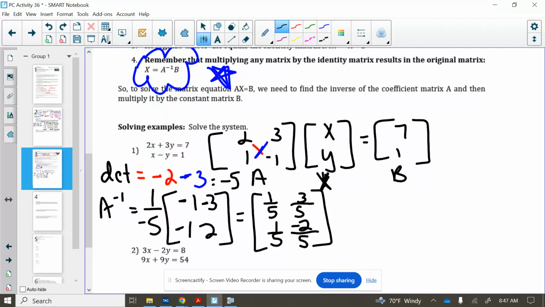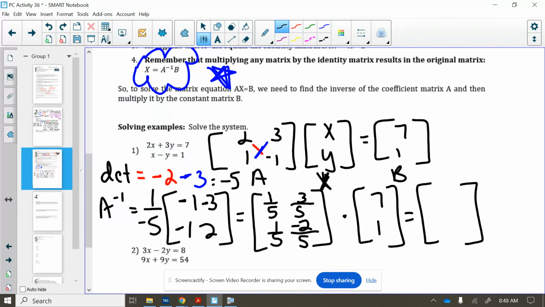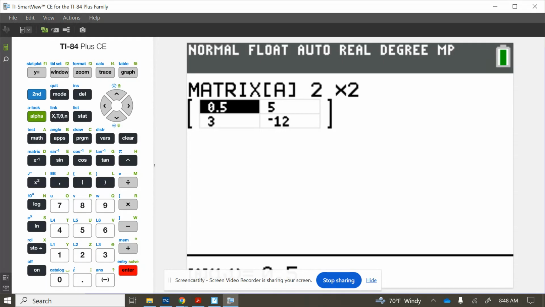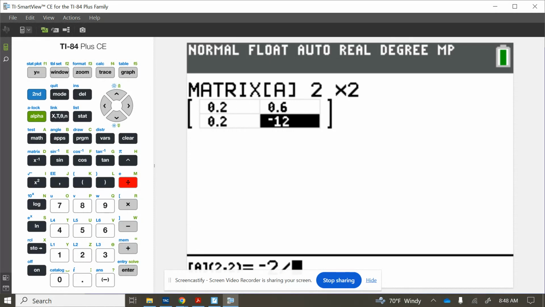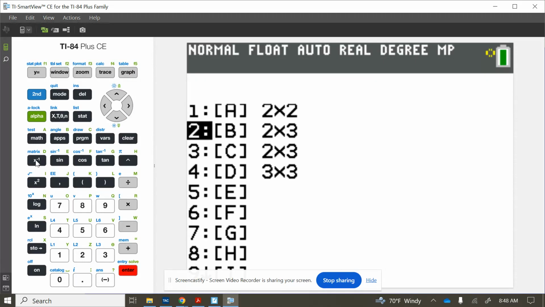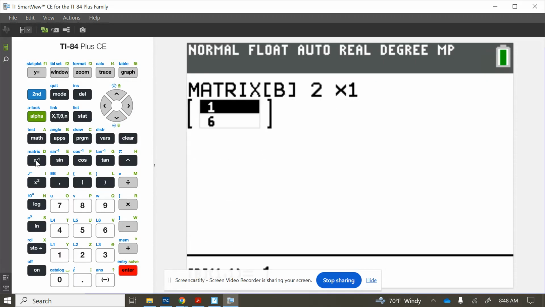So this is A inverse, which we can now multiply by matrix B, and that's going to give us our final answer for what x and y are going to represent. So we can type this into our calculator. We have a 2 by 2, and again, we have 1/5, 3/5, 1/5, and negative 2/5. And we can multiply that by matrix B, which is a 2 by 1 of 7 and 1.